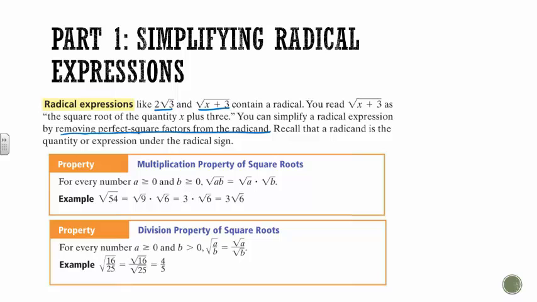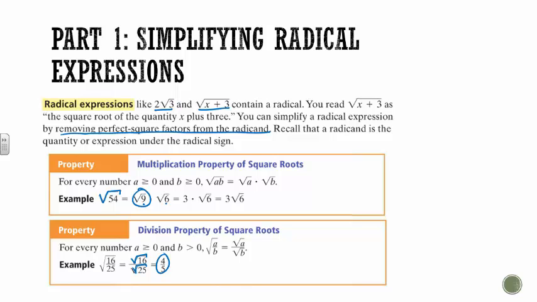The multiplication property of square roots says that you can turn any number into factors and then take the square root of those factors. So to get 54, we'd multiply 9 and 6, and I know the square root of 9 is 3, and the square root of 6 can't be simplified anymore. We can do the same thing with division. So something like 16 over 25, instead of taking the square root of that whole number, I can take the square root of 16 and the square root of 25 and get 4/5.